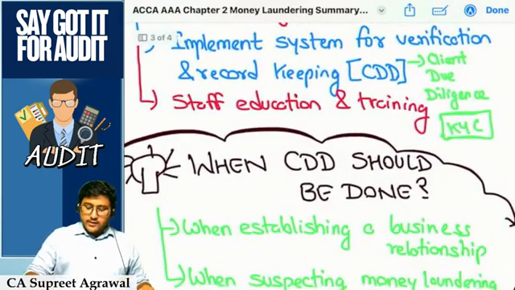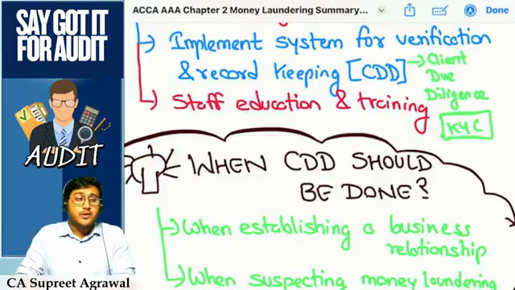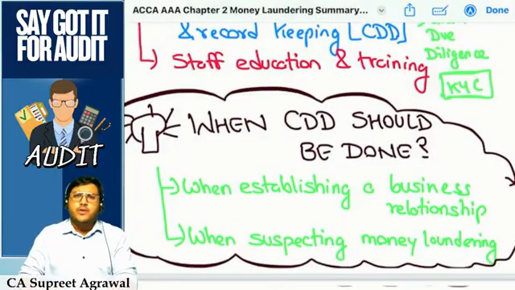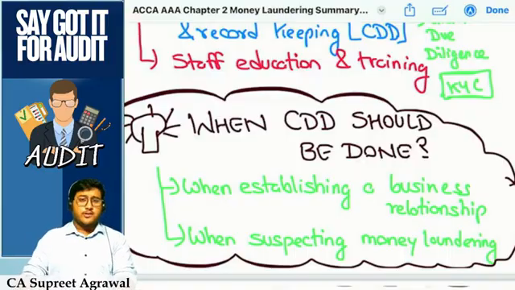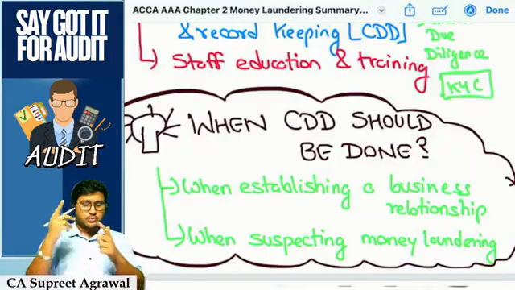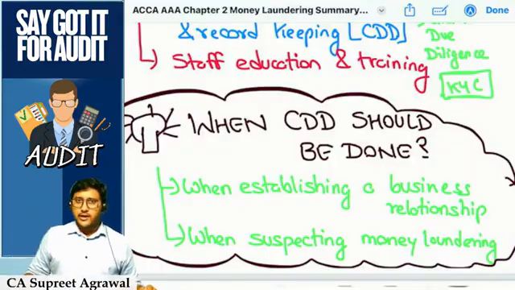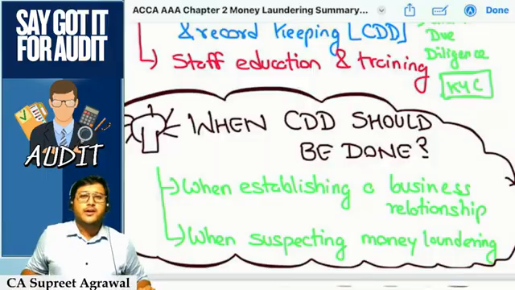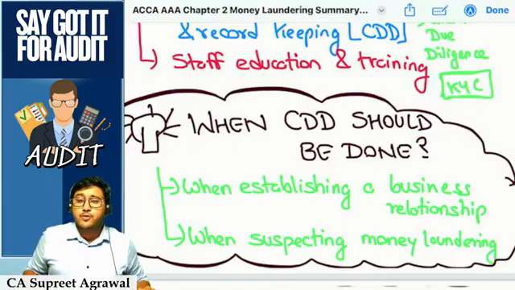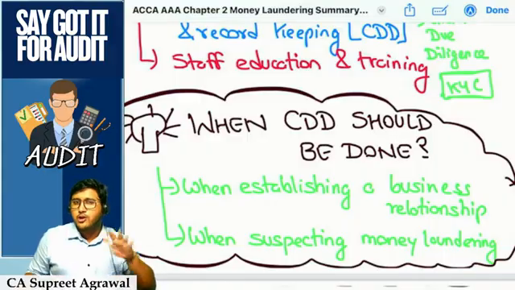Now, when should CDD be done? When should KYC be done? So when establishing a business relationship, for example, if I open a new account, they do my KYC. So when establishing a business relationship, you should do the KYC, you should do the CDD, client due diligence. Then when suspecting money laundering. Even if they have done my KYC at the time of me opening the account, even if there is a suspicious transaction, they also call me.